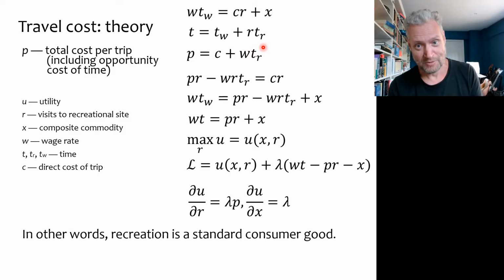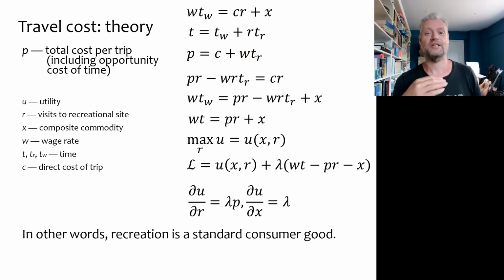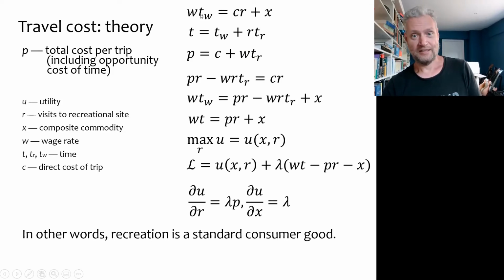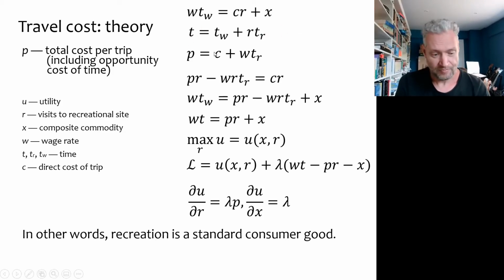So this is the time spent, and this is the wage that you otherwise would have earned had you not spent time frolicking in the park. This is the money you would have earned, right? So this is the opportunity cost of time. These two equations we had before: this is your money budget, and this is your time budget. This is what I just explained, the total cost of the trip.